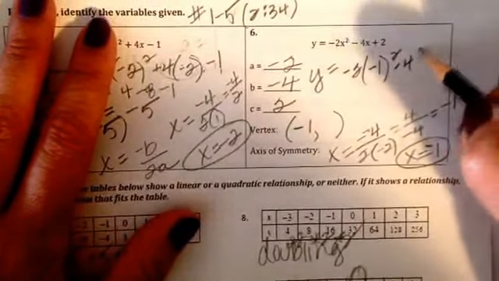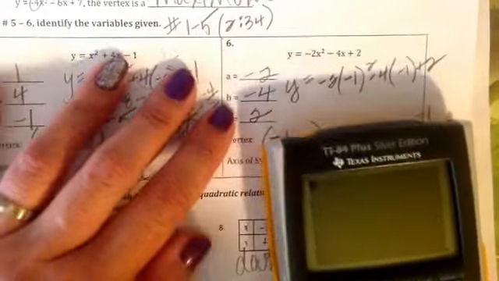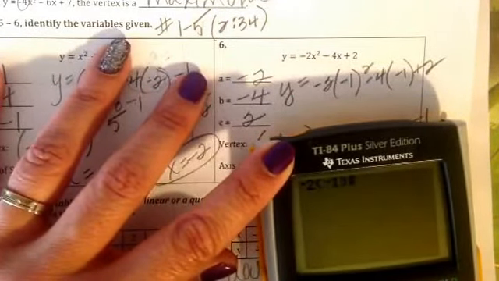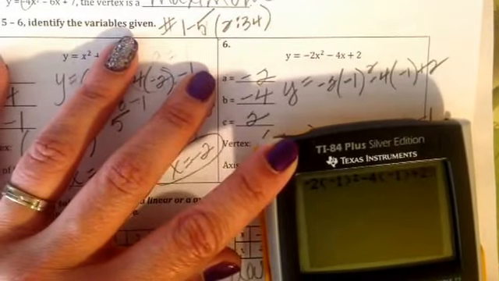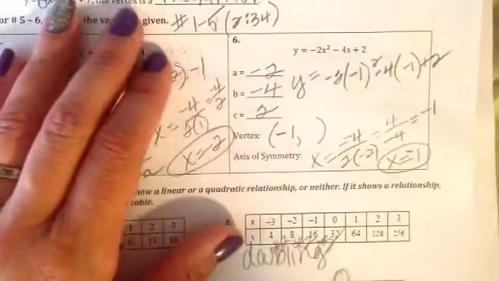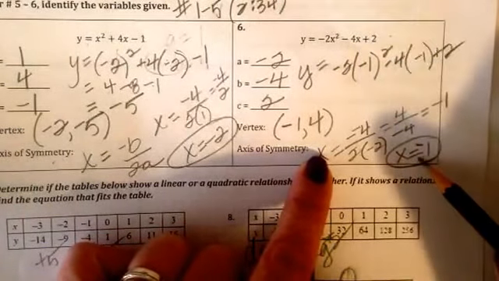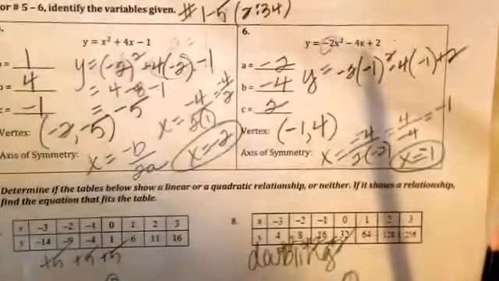Y value. And I grabbed a calculator so I can move on with help of my calculator. So the first thing that I'm going to do is just -2, parentheses around my -1, take it to the second power, -4 times -1 plus 2. So the Y value of my vertex is 4. The vertex for this equation is -1 and 4. Axis of symmetry, X equals -1. This is going to open down because of the -2.